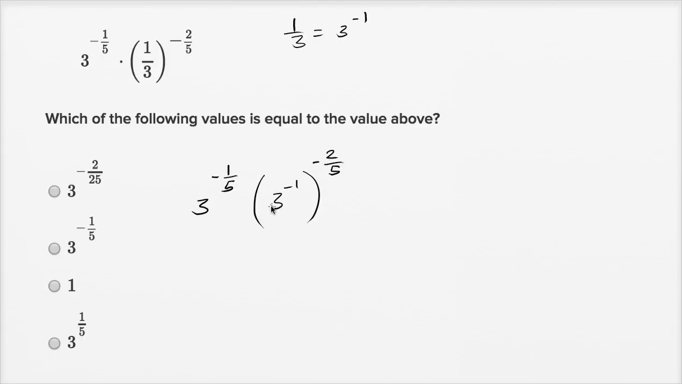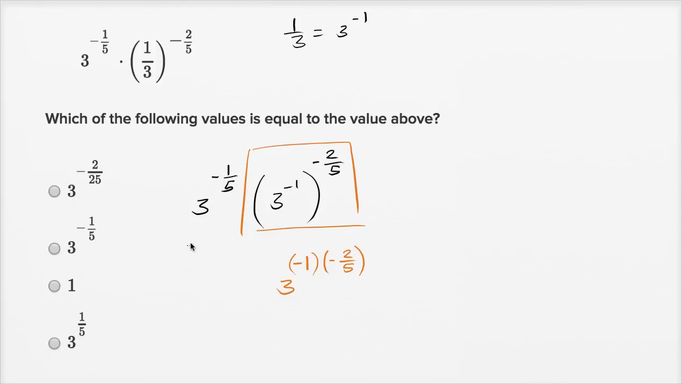And now we could just use our straight exponent rules to simplify things a little bit. So this business right over here that I'm squaring in this orange color, if I raise something to an exponent and then raise it again to another exponent, that's going to be the same thing as taking our original base and raising it to the negative 1 times the negative 2/5 power. So if I raise it to the negative 1 and then to the negative 2/5, that's the same thing as raising 3 to the negative 1 times negative 2/5 power.